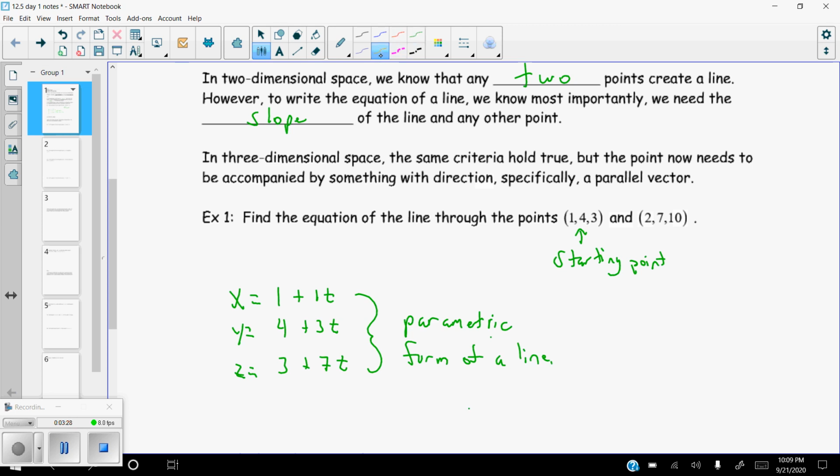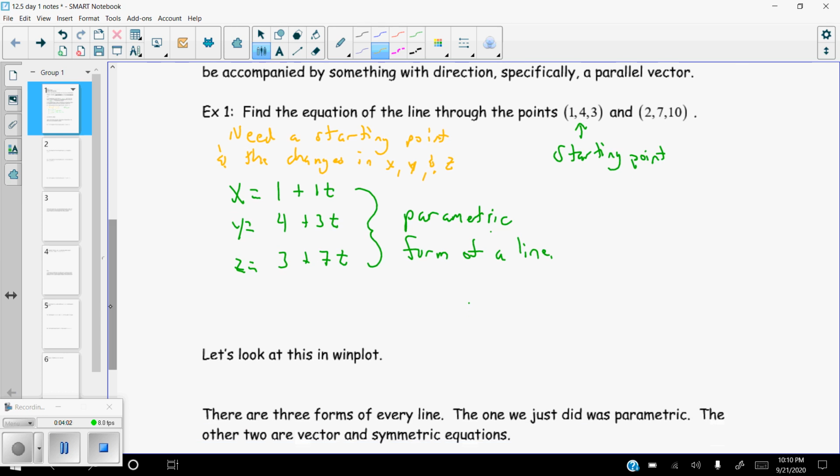So once again, what you need to write the equation of a line is you need a starting point, and the changes in x, y, and z. Those are the things we're going to need. Okay. Otherwise, it is pretty much the same idea. Change of x, change of y, change of z.